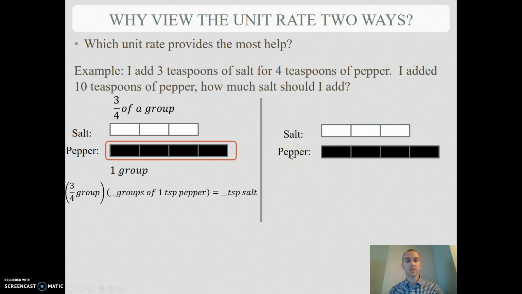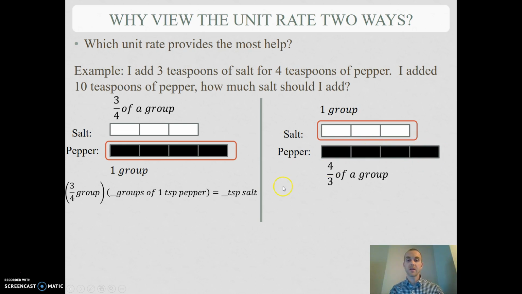Conversely, say I look at it the other way. I've got my salt and my pepper still, but maybe I say instead that my salt creates one group. So there's my one group. Then I'd say, well, what does that mean about my pepper? That means that I have 4/3 of a group, because I've got one full group and this extra 1/3.